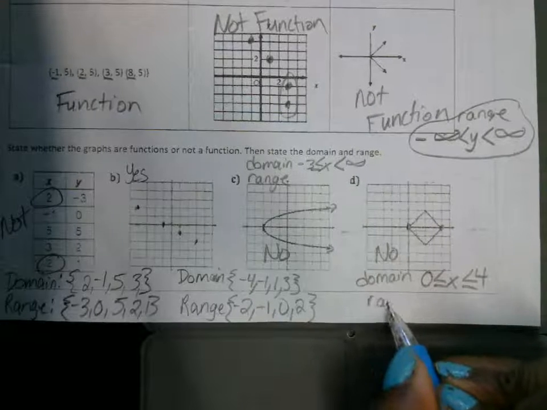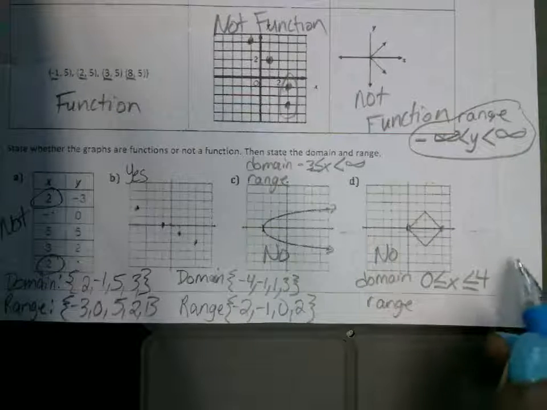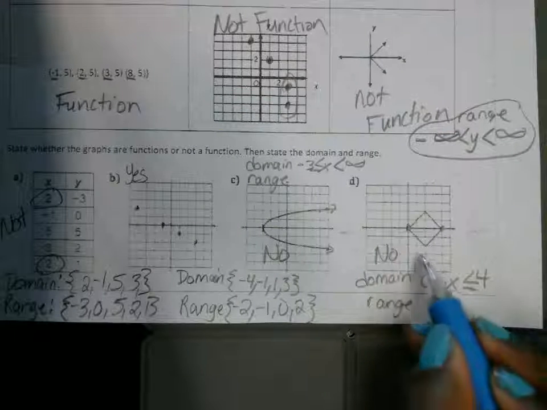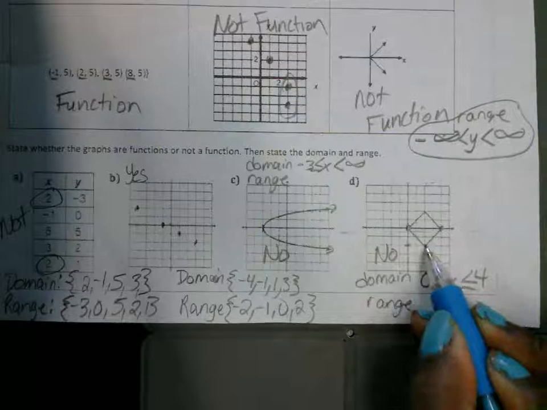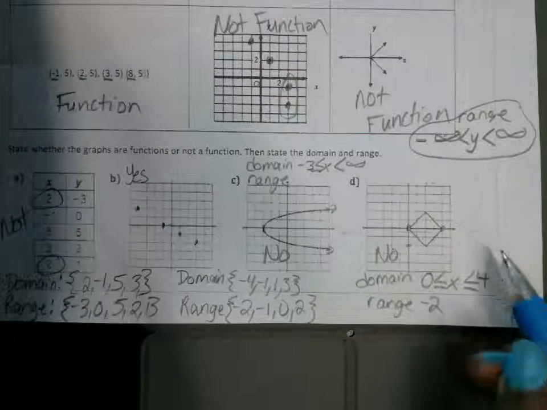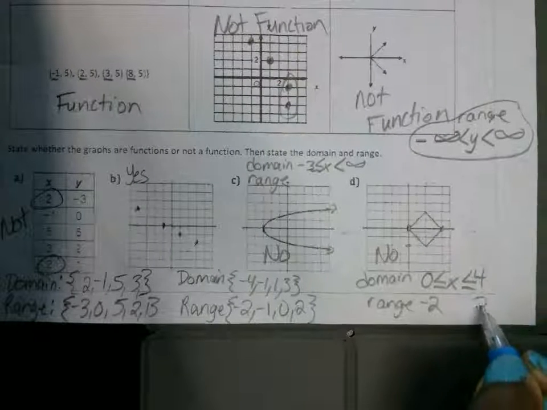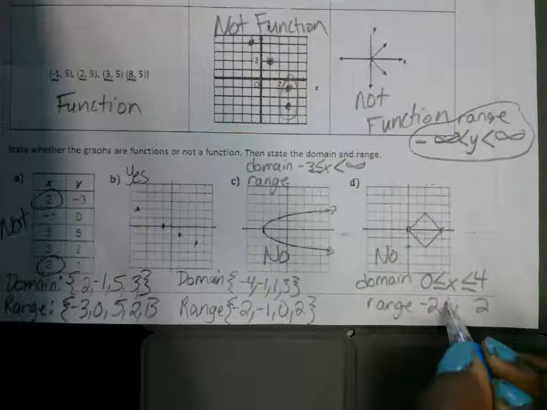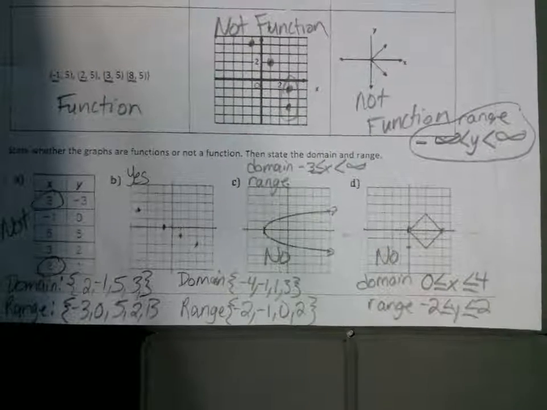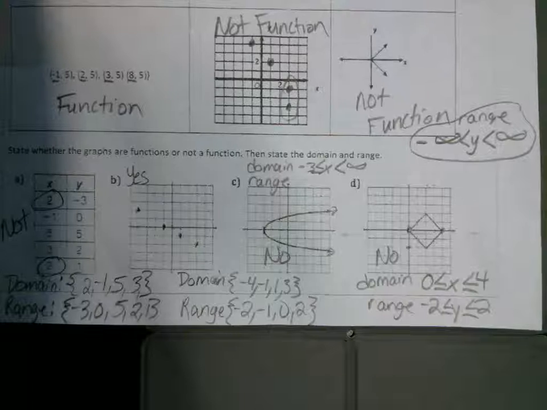What about the range? The lowest, negative 2. Yeah, that's the lowest. What's the highest? 2. Y is in the middle. Less than or equal to, less than or equal to. Got it?